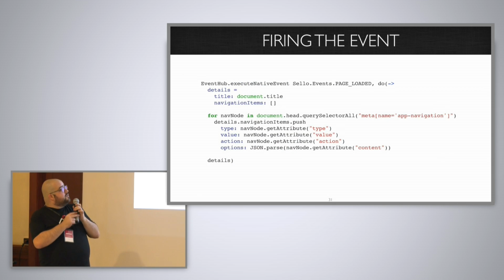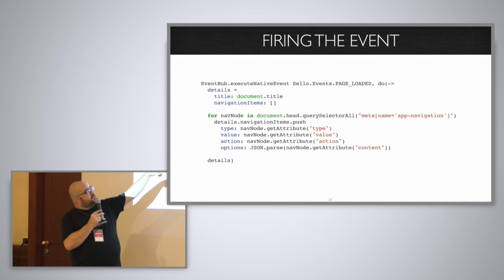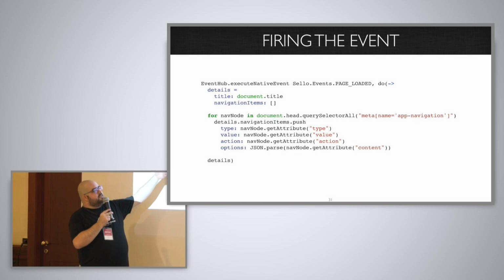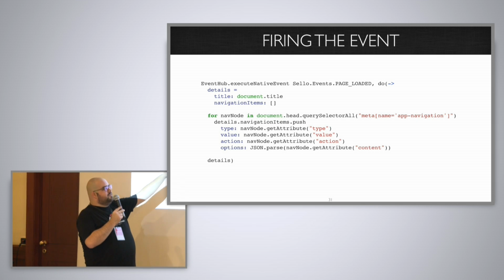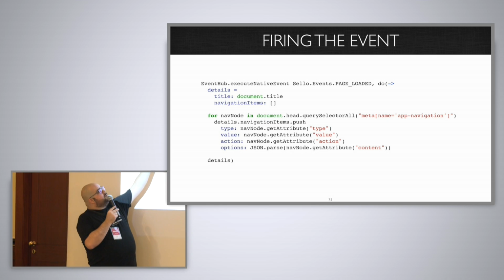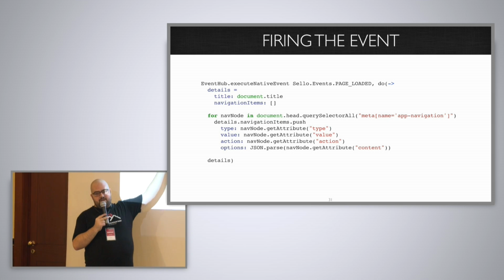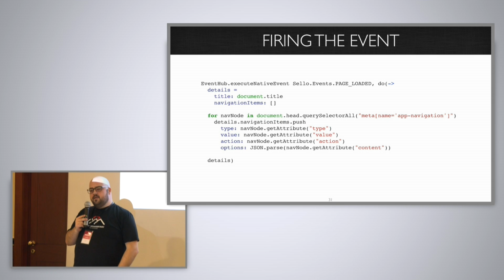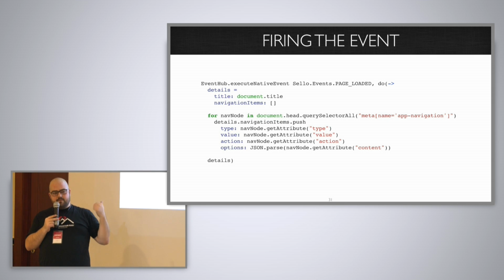Firing the event. So from CoffeeScript, we're going to execute a native event called page loaded. It needs to take an option, so this is just going to execute this method and return details. We send the document's title and we strip out all of the navigation stuff straight out of the meta tags and send that event over to the native device before we've even finished loading this page. Basically, as soon as possible.